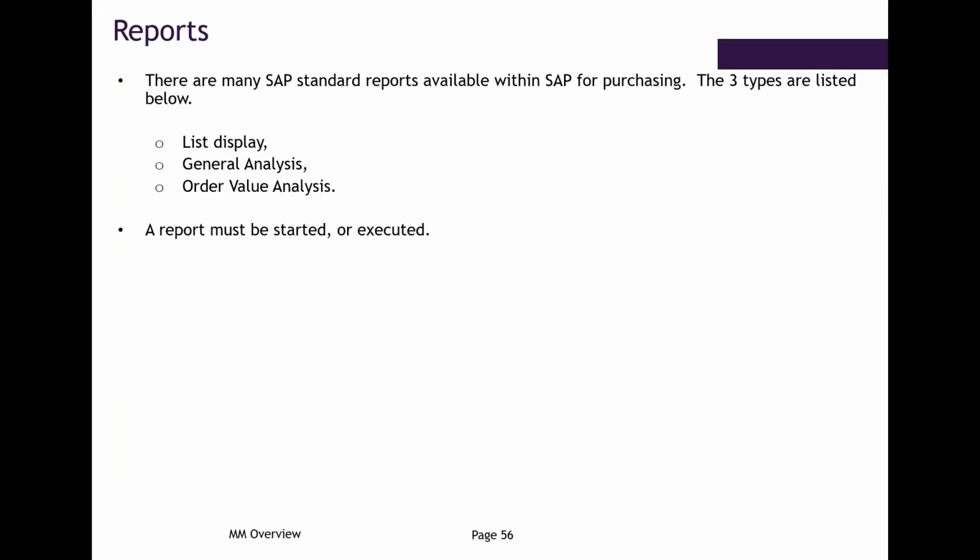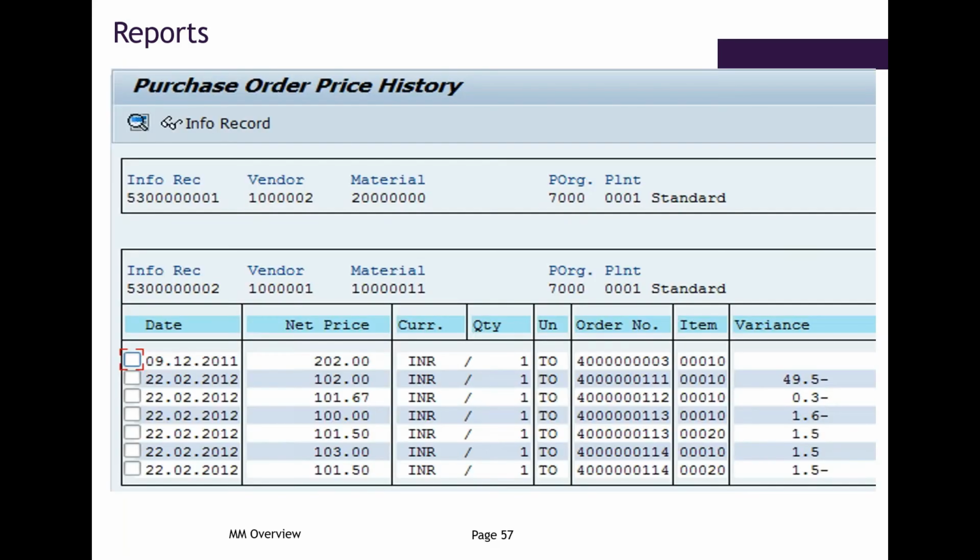We have different reports in SAP, like the purchase order price history for a vendor. If you have an info record with a vendor, each year, monthly or quarterly he might change the price. At the end of the year, if you want to see what prices he has given you for a particular product, you can see that in this purchase order price history.